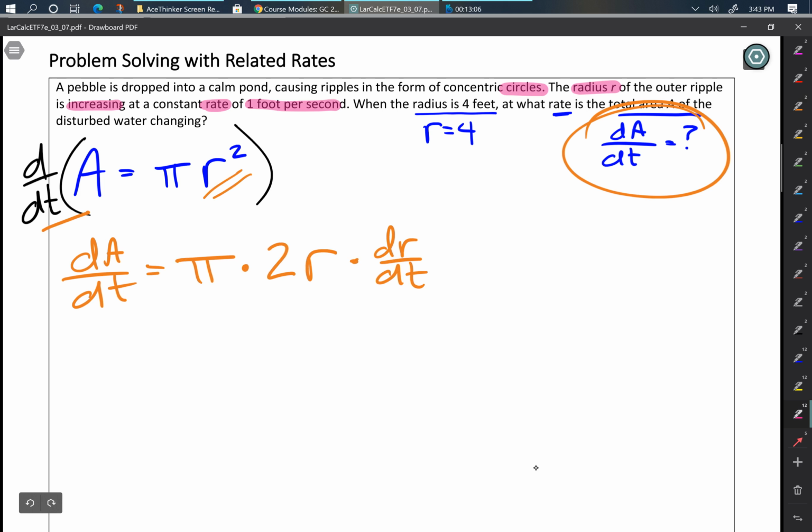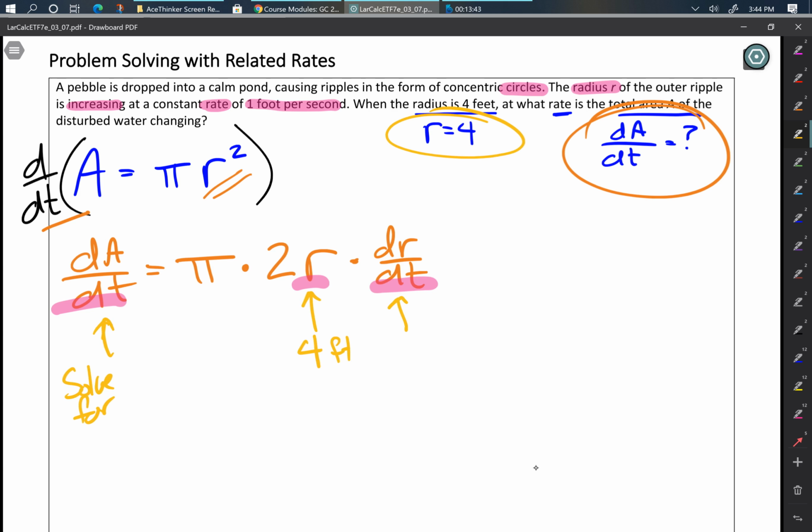At this point in time, I'm looking at an equation that contains 1, 2, 3 unknowns. If they want me to solve for any one of those unknowns, that is, solve for this one, then the other two must be given somewhere in the problem. And they might be given explicitly, or they might be given in a way that we have to then solve for them to figure it out. Okay? Now, this one explicitly told me that r was exactly 4 feet, so I know that r is going to be 4 feet. Okay? It also told me that the outer ripple was increasing at a rate of 1 foot per second, or that this value right here is going to be a positive 1 foot per second.